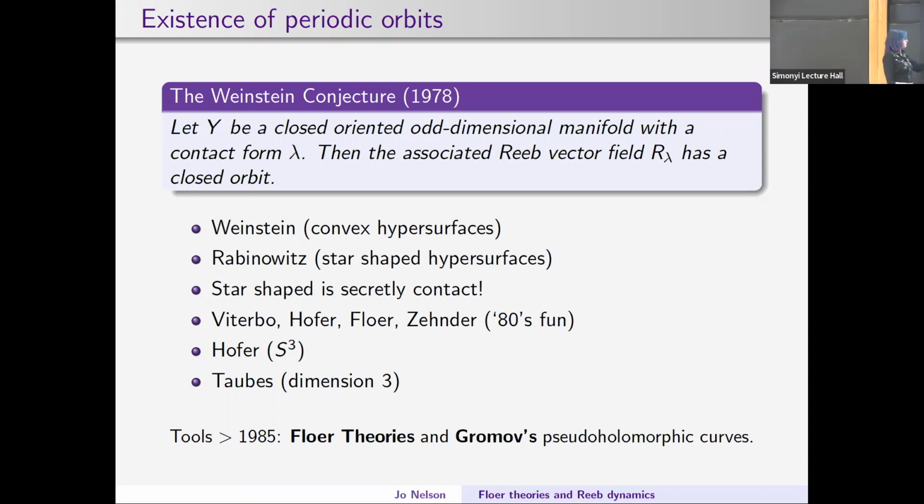And then Taubes used something called Seiberg-Witten-Floer homology to prove the Weinstein conjecture for any closed oriented 3-manifold that admits a contact form. And there, what he was doing was showing that a sequence of spinors would actually have to converge to a closed periodic Reeb orbit. And then the tools that were used after 1985 involve some mix of pseudo-holomorphic curves and Floer theories.